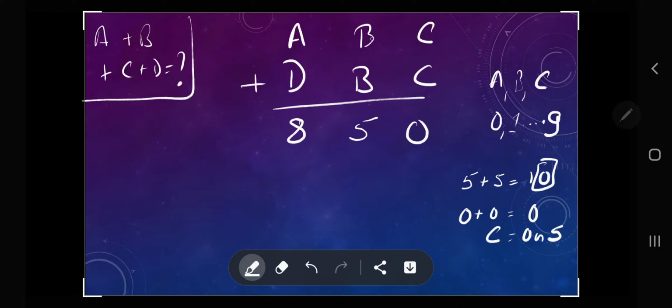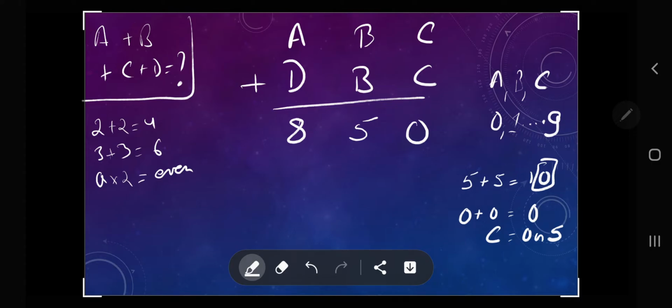But if we take a look at B plus B, we see 5. And when the same number is added to itself, it always gives an even number. For example, 2 plus 2 gives you 4. Let's take an odd number: 3 plus 3 gives you 6. Because any number added to itself is that number times 2, so you always get an even number.